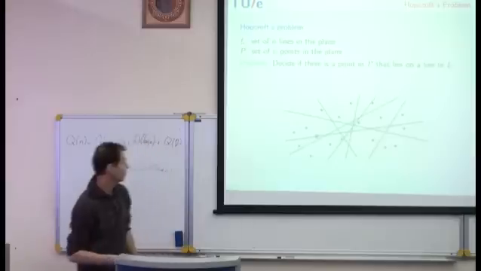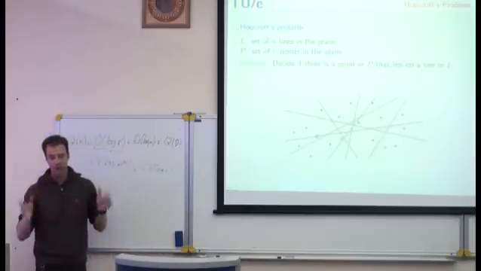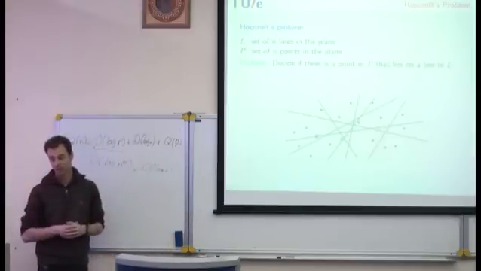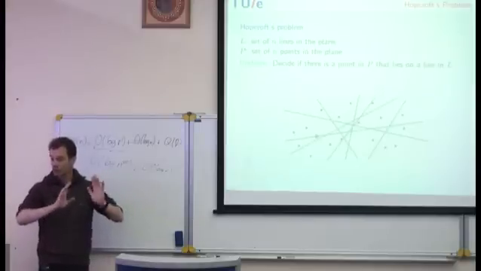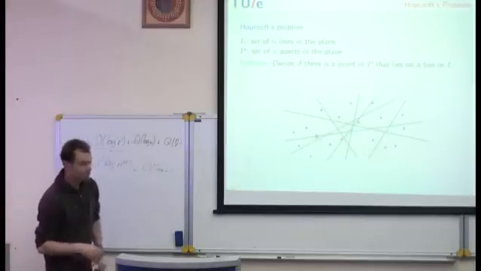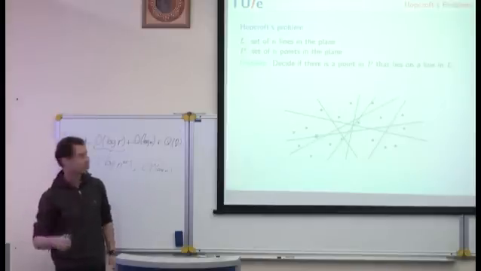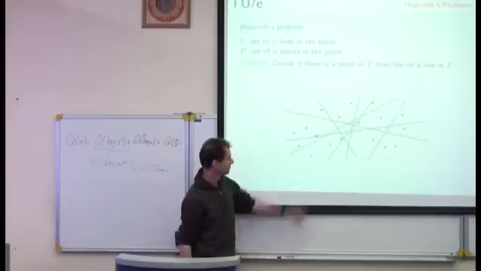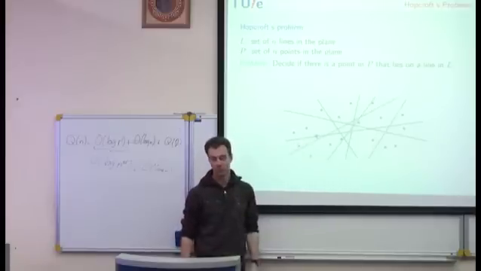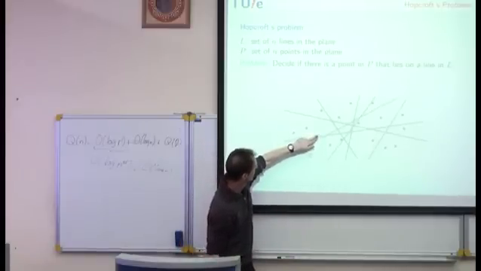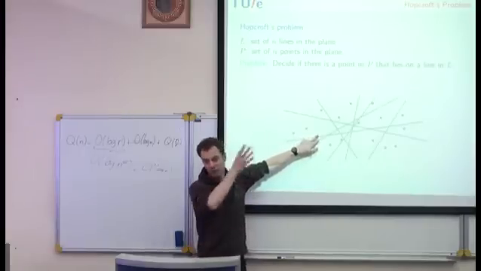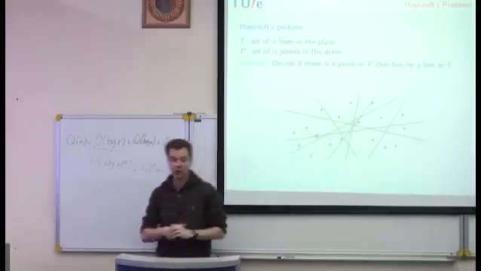And the problem is the following. I give you a set of n points and a set of n lines. So it's not a query problem. You just have a set of n points and n lines, and the only thing you want to know is: is there a point that lies on a line? At least one point lying on at least one line. In this case, the answer is yes, because I have this point on this line. But if this point would not be there, then the answer would be no, because none of the points lies on any of the lines.